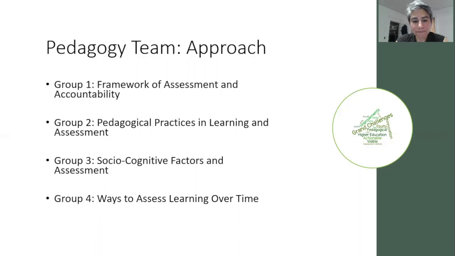Our analysis resulted in the formation of 4 subtopic groups, whose job is to examine the current literature addressing their topic and the intersection of and capacity of technology to support and facilitate change related to their identified topic. Group 1 is addressing the framework of assessment and accountability. Group 2 is examining pedagogical practices in learning and assessment. Group 3 is looking at socio-cognitive factors and assessment. And Group 4 is examining ways to assess learning over time.